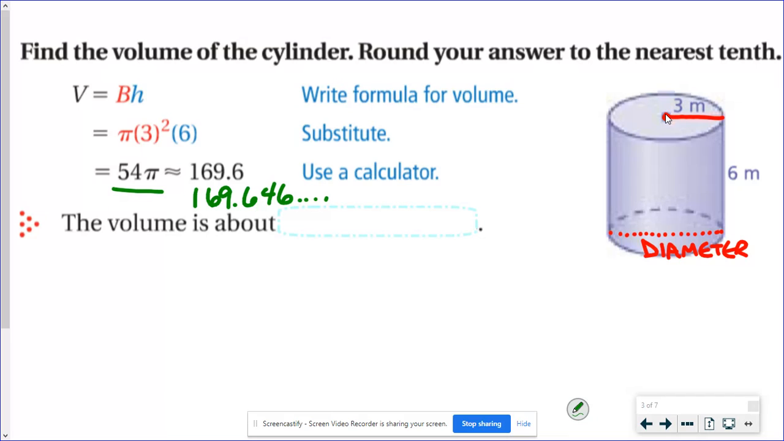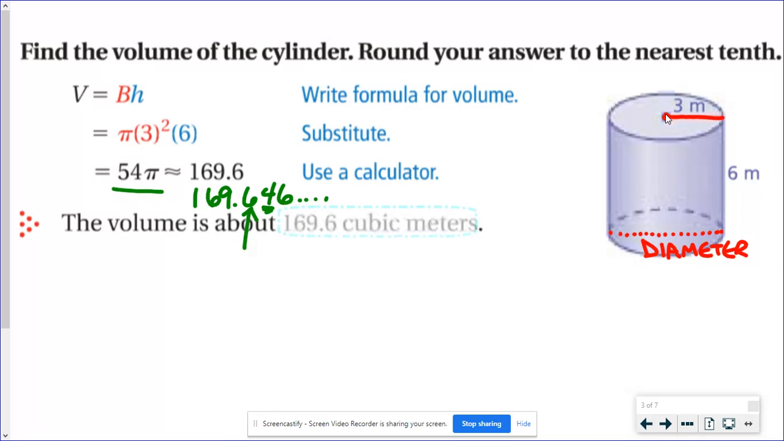This said round to the nearest tenth, which is this place right here. Remember, we don't just drop everything off after that. I would actually have to look at this number, and 4 is not big enough to make it round up, so it's just going to stay as a 0.6.